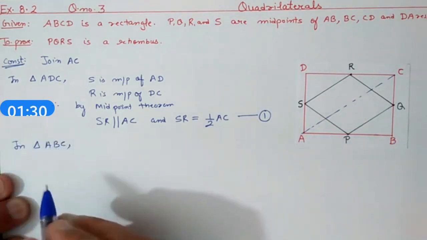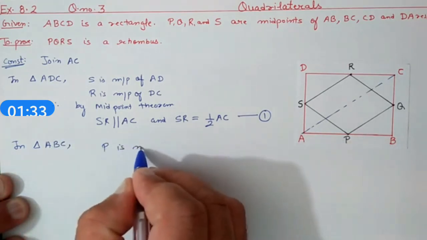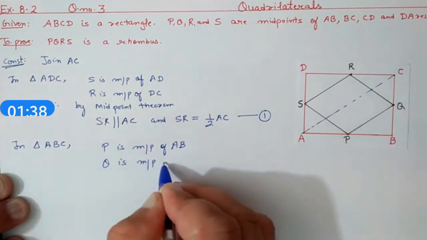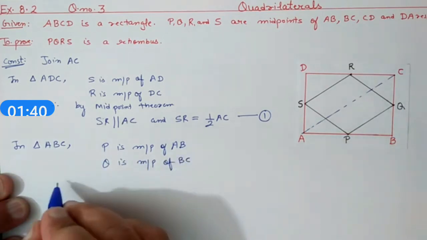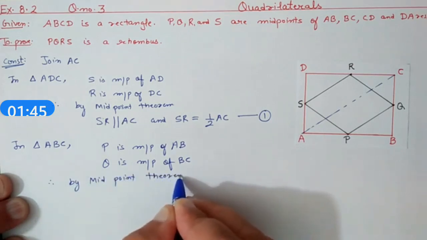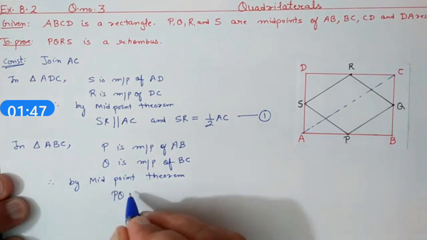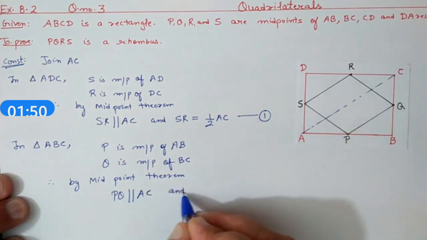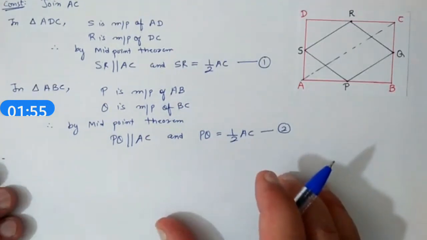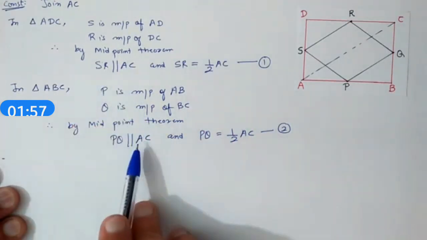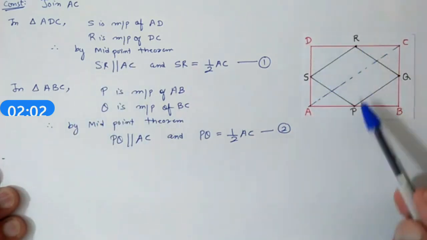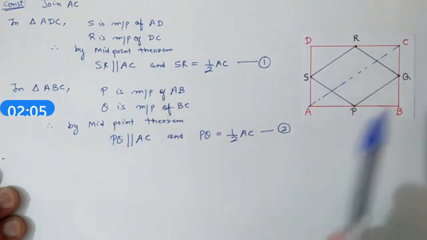In triangle ABC, P is the midpoint of AB, Q is the midpoint of BC. Again, by midpoint theorem, what we are getting? PQ is parallel to AC and PQ equals half of AC. We will write this result and give it equation number 2. So from equations 1 and 2, we will get PQ parallel to SR and PQ equals SR.